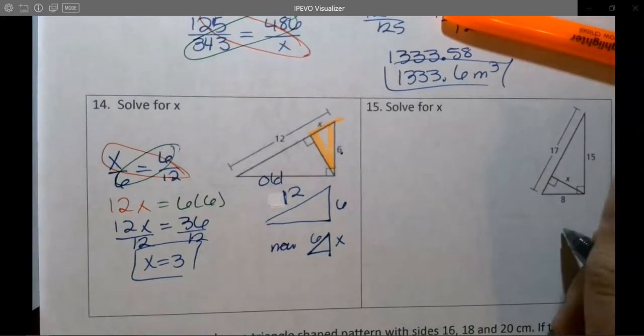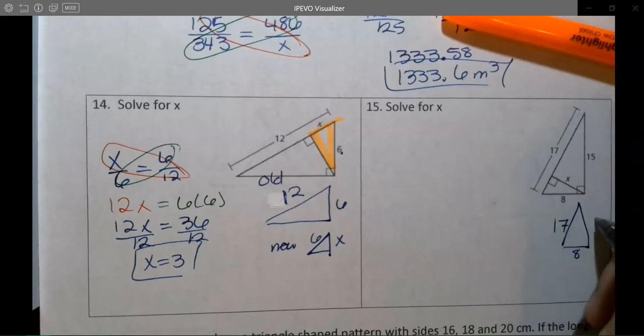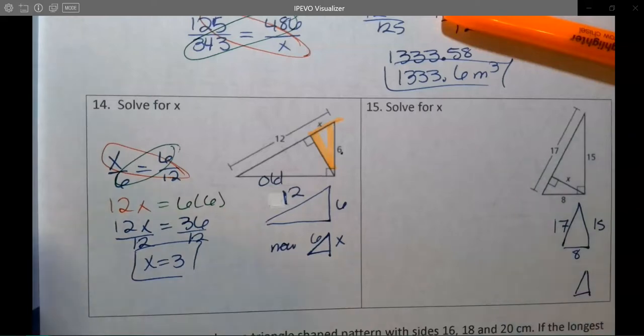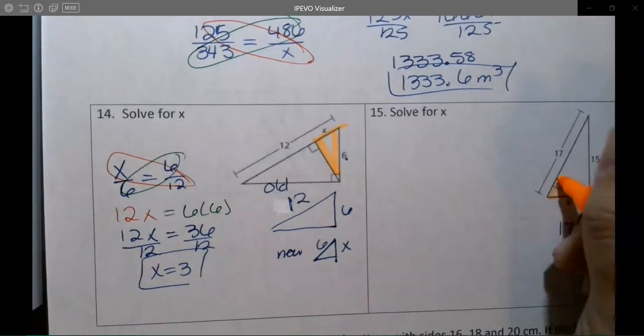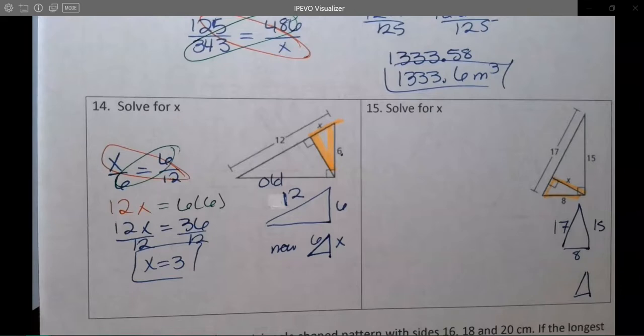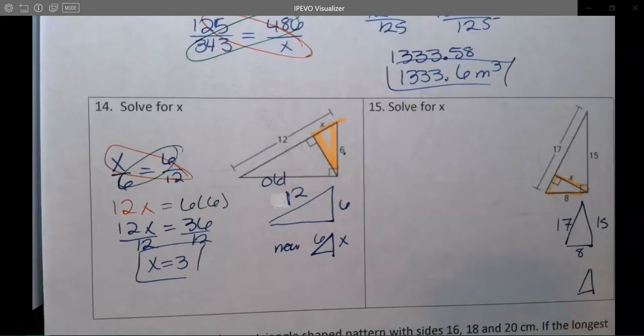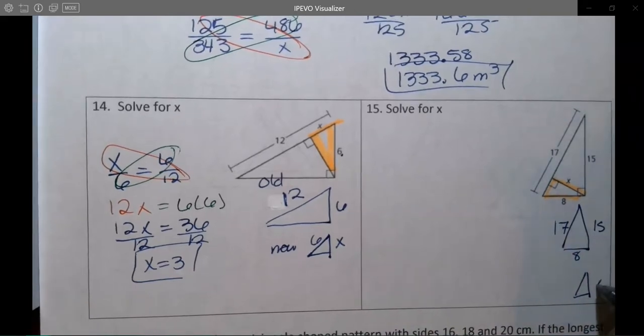Number 15 is the same thing. So I have this giant one that has 17, 15, and 8. And then I have the smaller inside one. I'm going to draw it the same orientation. So just to clarify, I'm focusing on this tiny one right here. My medium side is the x, the hypotenuse is the 8.